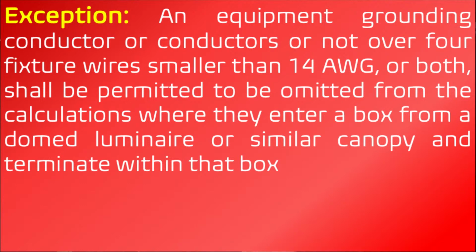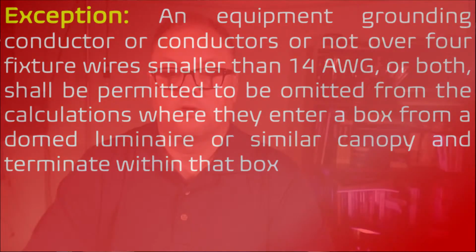So the wires coming in. An equipment grounding conductor or conductors of not over 4 fixture wires, smaller than number 14, or both shall be permitted to be omitted from the calculations where they enter a box from a dome luminaire or a similar canopy and terminate within that box. And what they're talking about is if you're bringing conductors in, like your fixture conductors, and those grounds in there, that you will not count them. All right, so you don't have to worry about those.